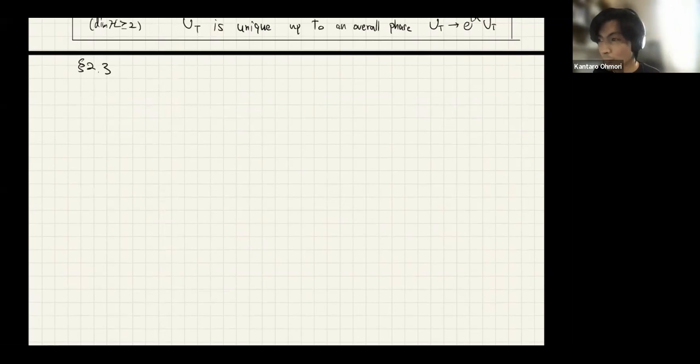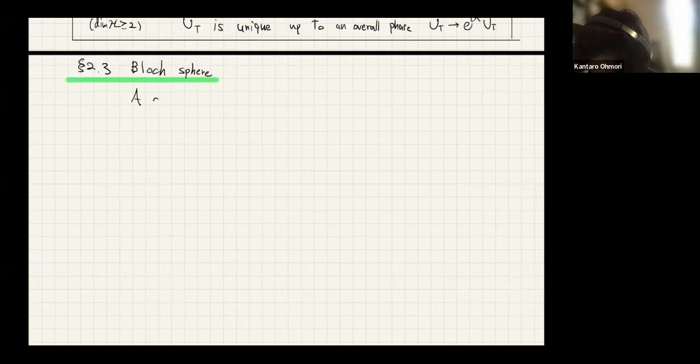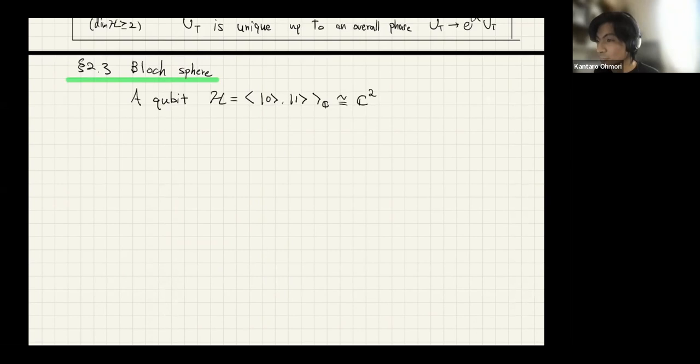Okay, so here, I just took out the Bloch sphere. Think about a single qubit. So H is spanned by 0 and 1 over C. So this is C^2. Okay. Then what is PH?